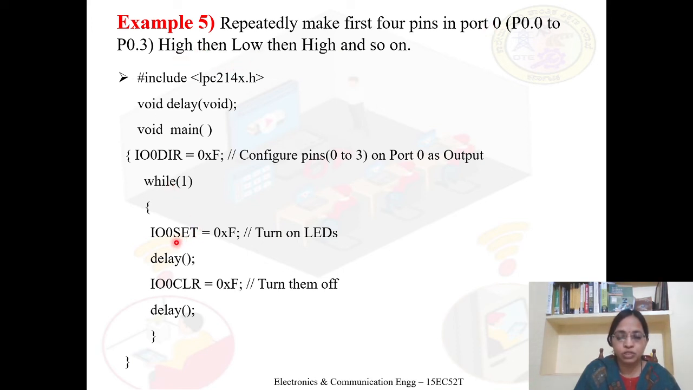So we have to use which registers? Set register to make it high and clear register to make it low. So when we make it high, the LEDs will be turned on, and when we make them low, the LEDs will be turned off. Okay. So the same hexadecimal number should be written into the set register as well as into the clear register. Okay. And once the LED is turned on, it should remain on for some time.